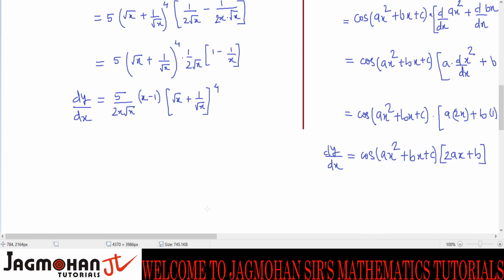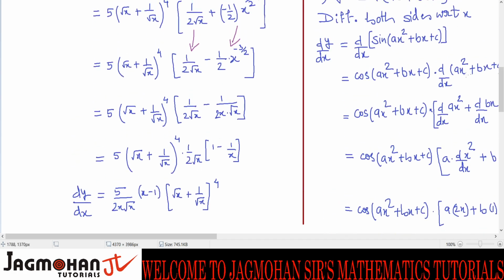And after this step, this is all just simplification, nothing else. So here you have again 1 upon 2 root x, and this you take in the denominator, so x raised to 3 by 2. Now x raised to minus 3 by 2 in the denominator is x raised to 3 by 2, and this I have split as x into x raised to 1 by 2. So x is here, and x raised to 1 by 2 is root of x. Then from these two terms I have taken 1 upon 2 root x common, so I got 1 minus 1 upon x.